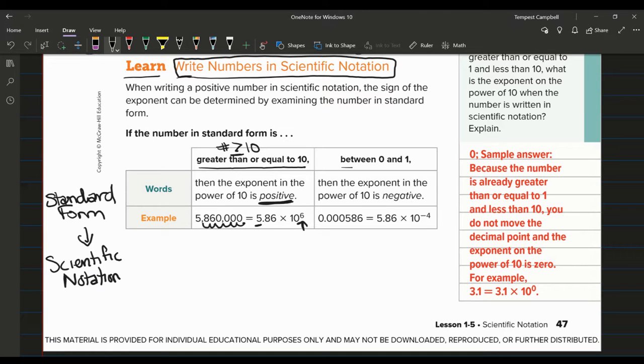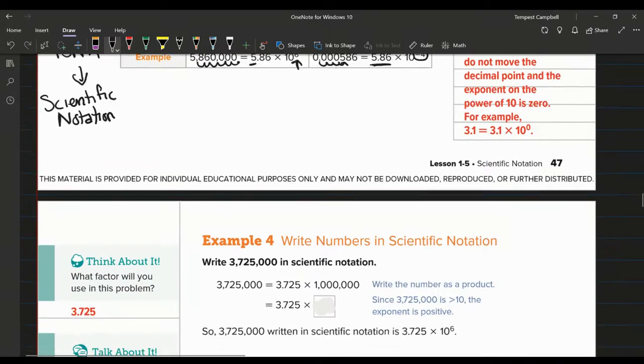Next, if the number is between 0 and 1, then the exponent in the power of 10 is negative. So that tells us, since our number down here is less than 1 but more than 0, we are actually going to take our decimal and move it 1, 2, 3, 4 place values. That's why we have a negative 4 here, and get 5.86 times 10 to the negative 4. Okay, so we're going to do a few more examples.